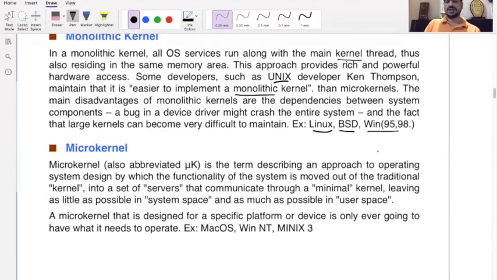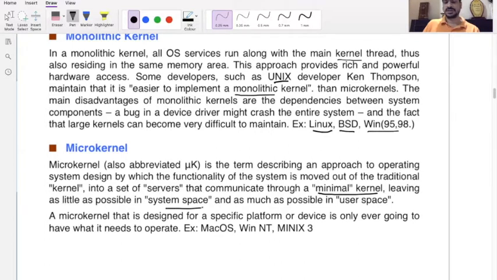Okay, now let's go to the microkernel. A microkernel, also abbreviated as muK, is the term describing an approach to operating system design by which the functionality of the system is moved out of the traditional kernel into a set of servers that communicate through a minimal kernel. So here is the concept of a minimal kernel, meaning the kernel size has to be reduced in such a way that all other components will be independent and managed independently, leaving as little as possible in the system space.